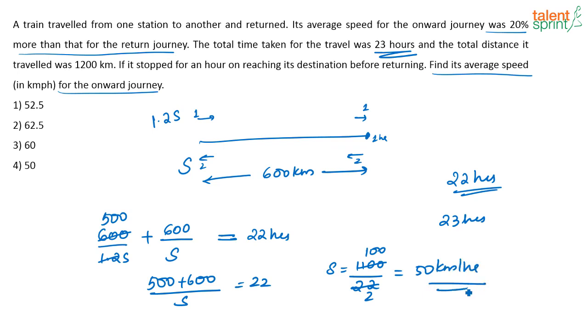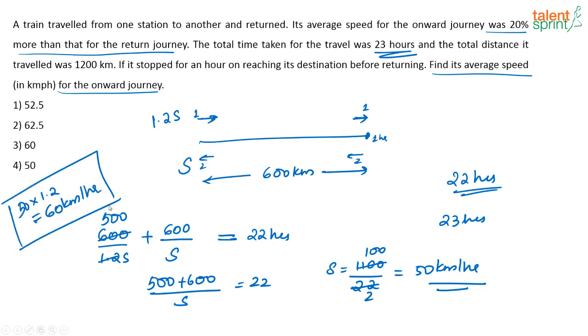Now what is the question? Find the average speed of the onward journey. Onward journey is this, right? What is the speed of the onward journey? 50 into 1.2. What is that? 60 kilometers per hour. So that's the answer that you're looking for. Correct answer is option 3, 60 kilometer per hour.